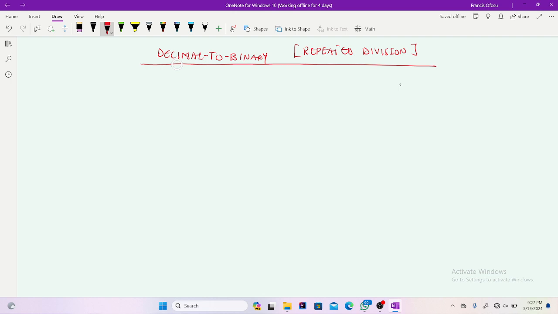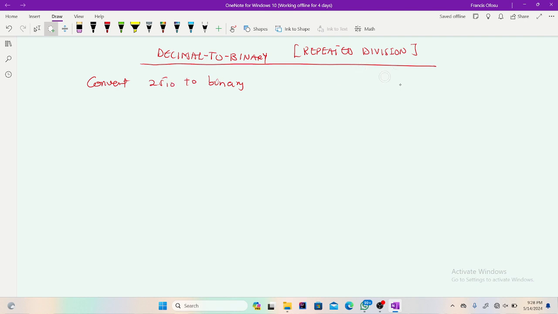So in this video, I'll be taking you through decimal to binary conversion, specifically using the repeated division method. In our previous lessons, we used the decomposition method to convert decimal to binary. So let's see how we can use the repeated division to do the same here. So let's convert 25 base 10 to binary. Using this scenario, I'm going to illustrate how we can use the repeated division to solve this problem.